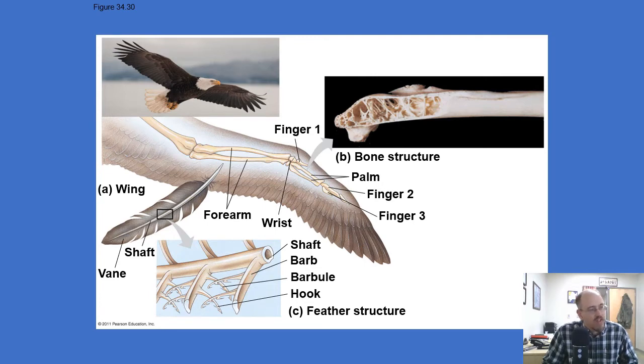And here we can see the arm bones of a bird, homologous to your arms, except the fingers here stay in the wing. They don't stick out like in some of those dinosaurs. They're retained inside of that wing.